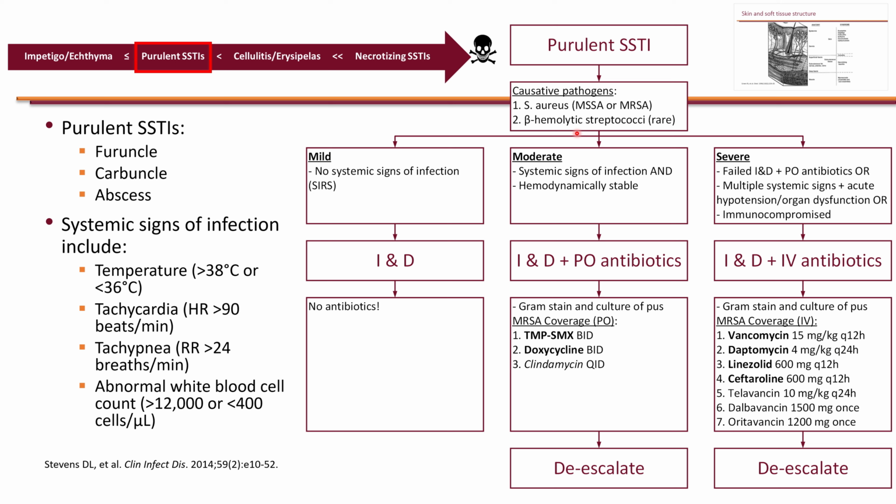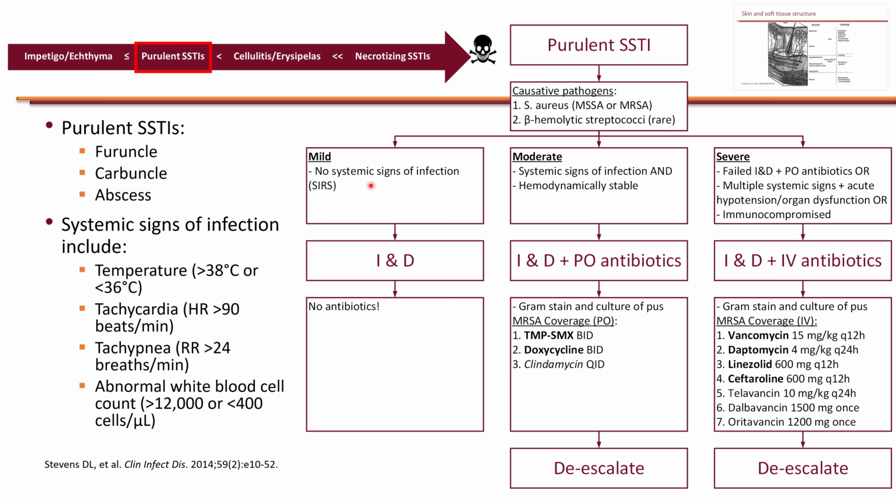And it is possible to have beta hemolytic strep, right? So Streptococcus pyogenes could be pus generating, but in general they are rare. So the treatments are essentially targeting Staphylococcus aureus.